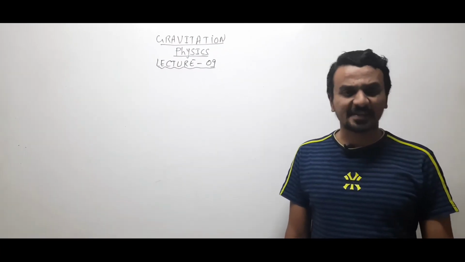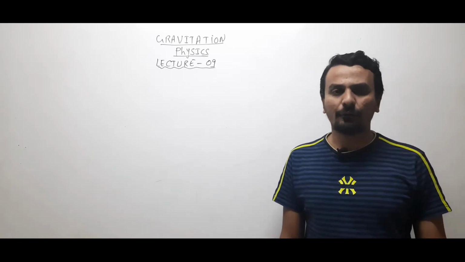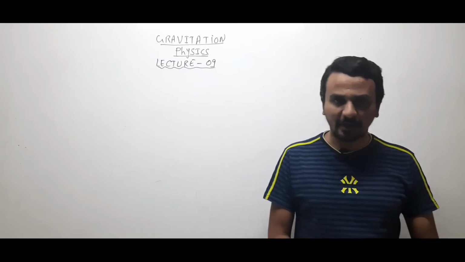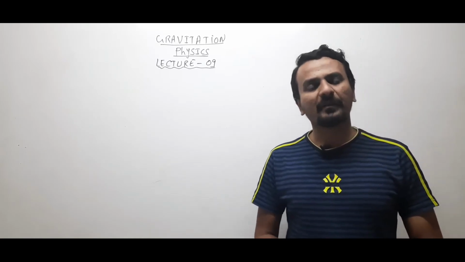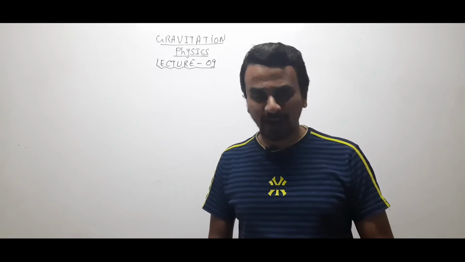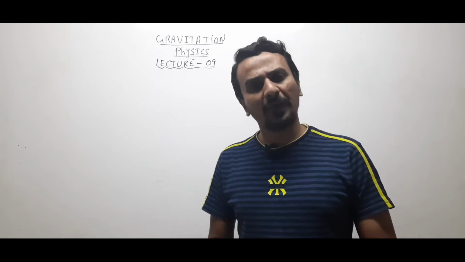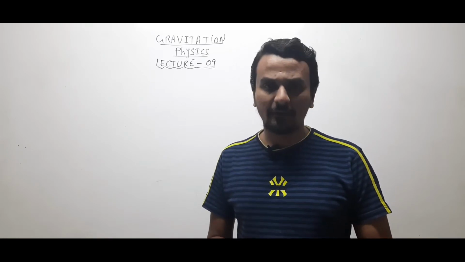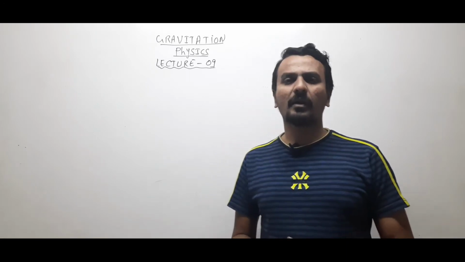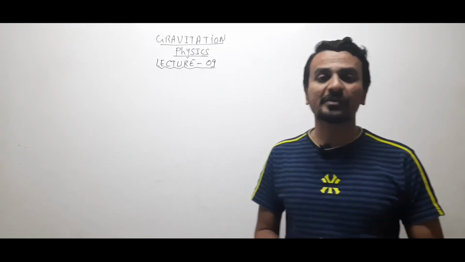Students, this is lecture number 9 of the chapter Gravitation. In the previous video we solved the questions based on potential and potential energy. Also we discussed what is gravitational field, gravitational potential and potential energy. So in this video we'll find the gravitational field for different objects, and then we'll discuss escape energy and escape speed, which is again a very important topic.